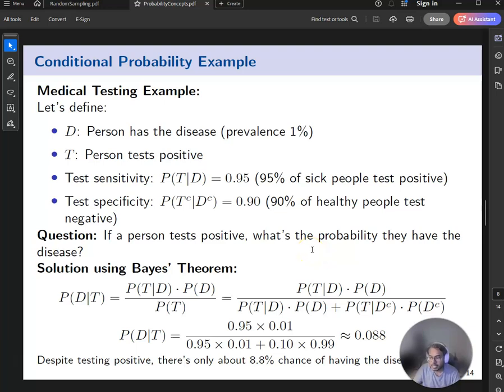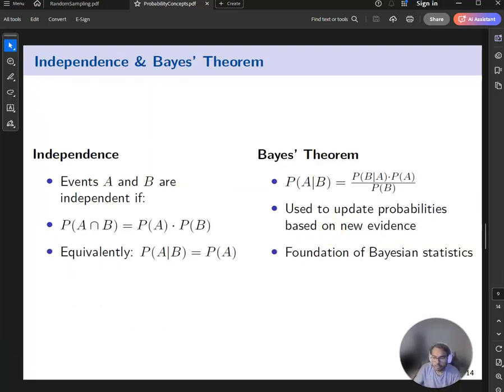The reason it's counterintuitive is because we are not taking into account that the disease is rare, so a lot of these positive results are actually false positives. And this example shows why understanding conditional probability is critical, especially in fields like medicine. It helps us interpret test results correctly and avoid jumping the gun based on incomplete information. But it's a bit math heavy, so let me try and make it a little more intuitive.